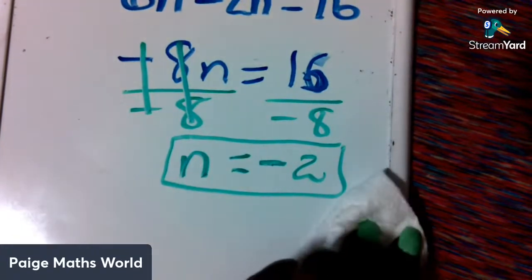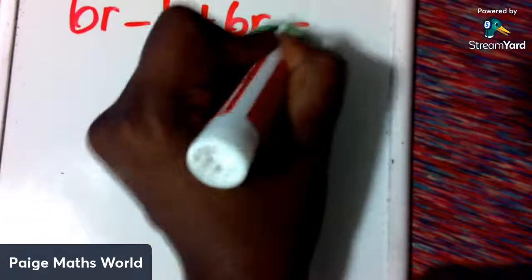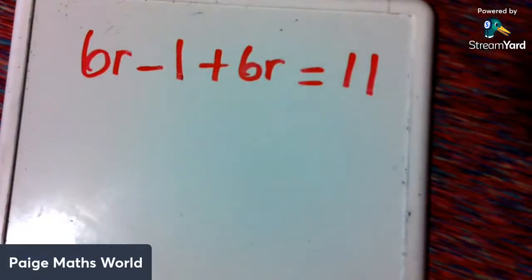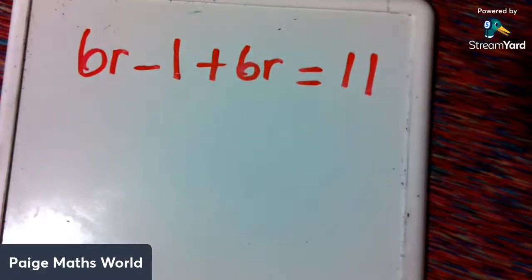All right. So let us look at, we're going to step it up a little bit more. So let us see how we're going to manage this one. We have 6r minus 1 plus 6r, and it's equal to 11. Now, don't go crazy when you see something like this, guys. It's simple. And I'm going to show you how simple it is.